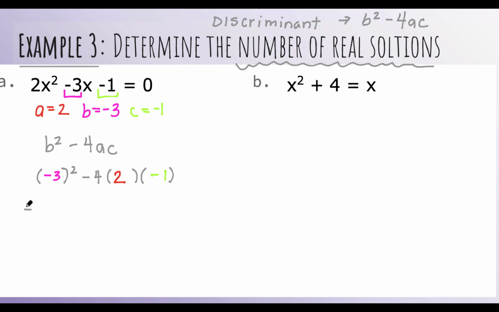Okay, continuing to simplify. Negative 3 squared gives us a 9. And then we have 4 times 2 times negative 1. So I'm going to ignore this sign for right now and multiply 4 times 2, and I get 8. 8 times a negative 1 gives me a negative 8. And if I have minus a negative 8, I'm really adding 8. So I have 9 plus 8. This simplifies to 17. And since 17 is a positive number, my discriminant is positive, I will have two real solutions.